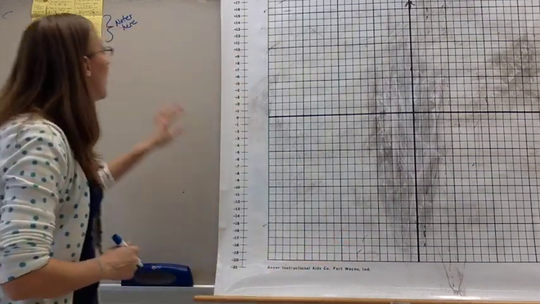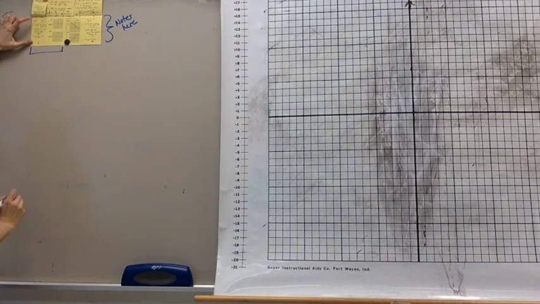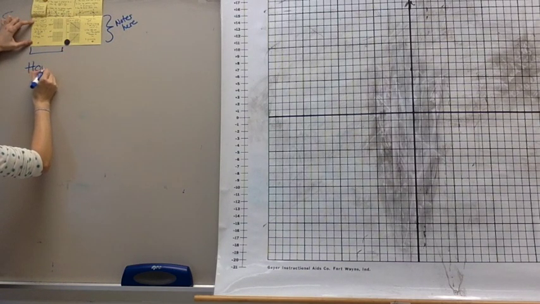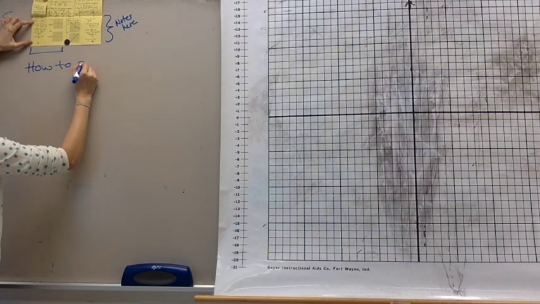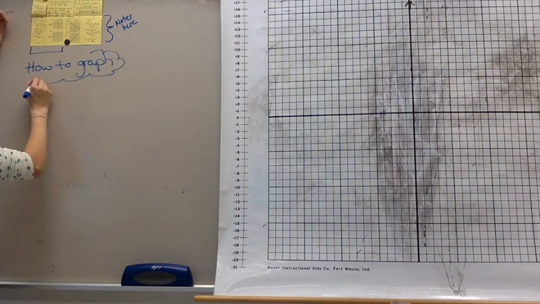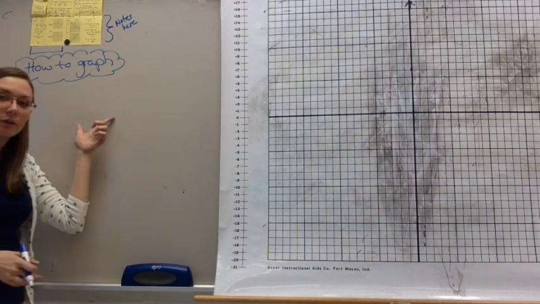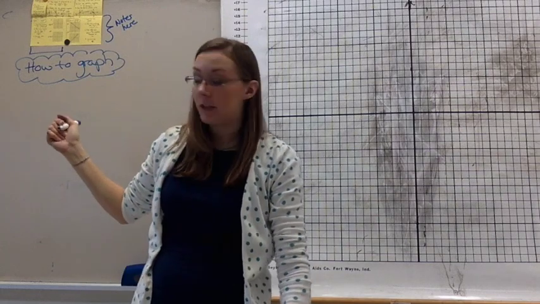So right now we're going to start in this bottom section. I'm going to fill out this half and title it How to Graph. I'm going to be taking my equations in slope-intercept form, and I'm going to learn my shortcut right now on how I'm actually going to go about graphing these.